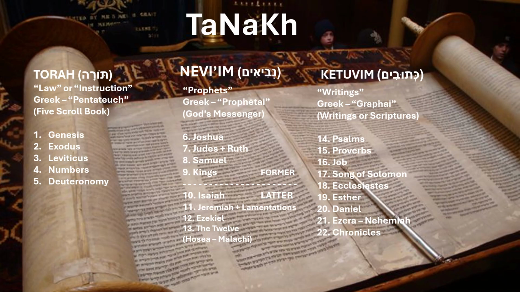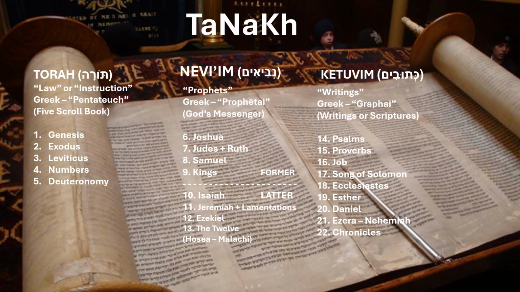So the first section, we have Torah, which in Hebrew, translated to English, means the law or instruction. The second segment is the Nevi'im, which in Hebrew, translated to English, is the prophets. And the third section is Ketuvim, and in Hebrew, translated to English, is the writings.